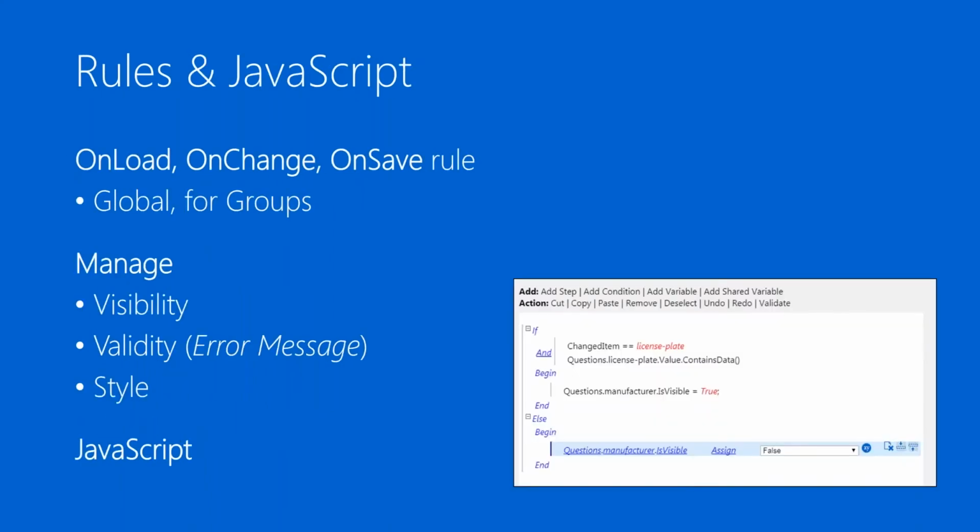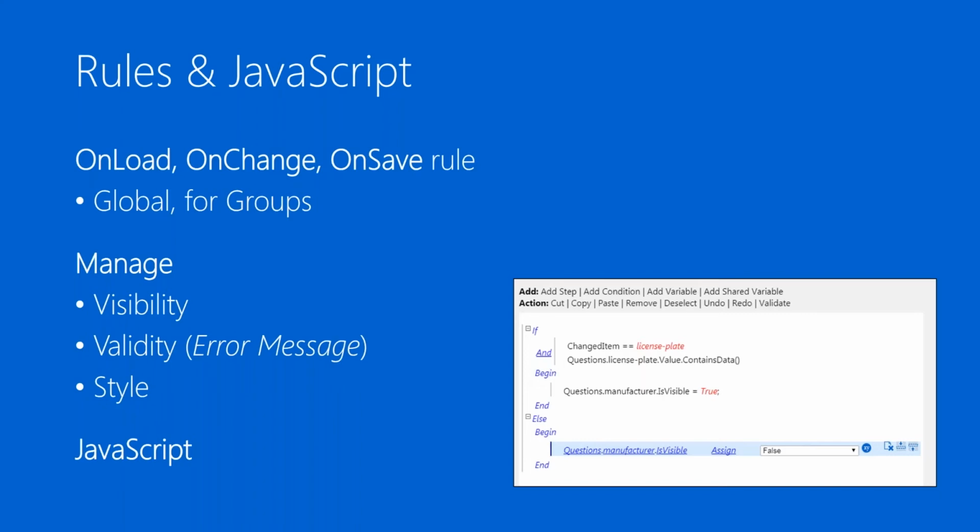Finally, we have rules in JavaScript on the question template. We have the three standard rules, which you would probably expect if you have seen the Resco technology in the past. So basically onload, onchange, onsave rules, which are executed for the whole questionnaire, but also for each group separately.